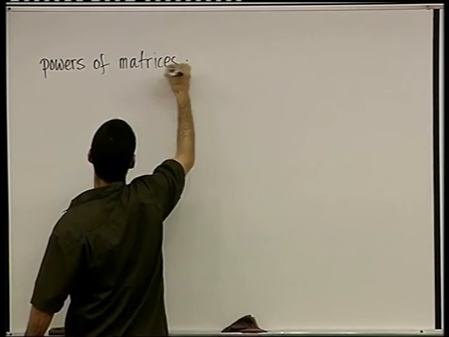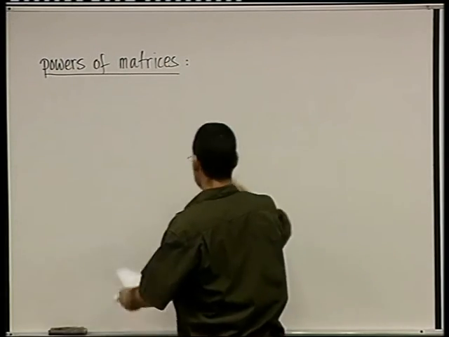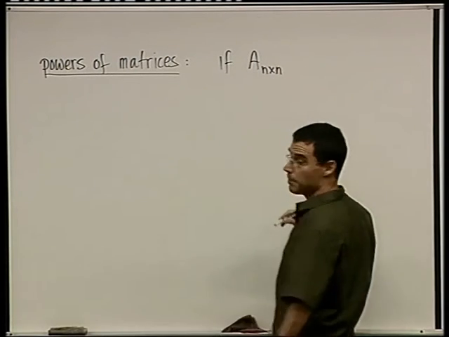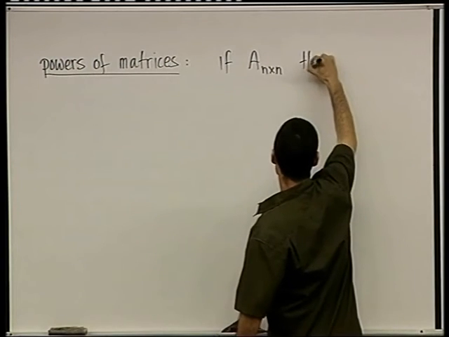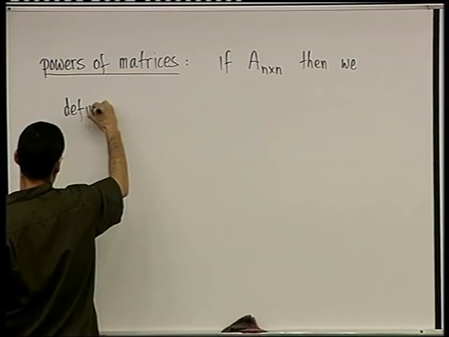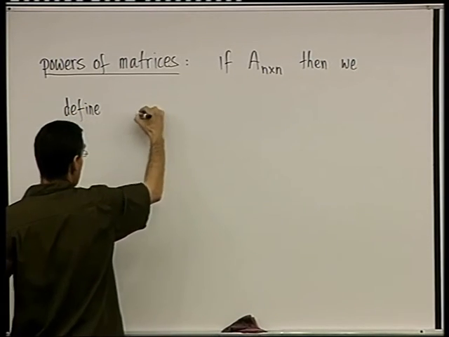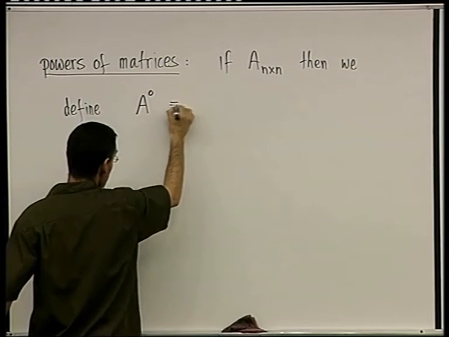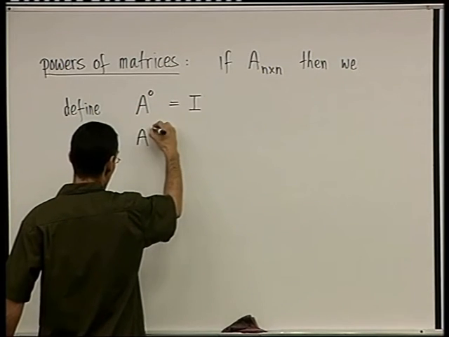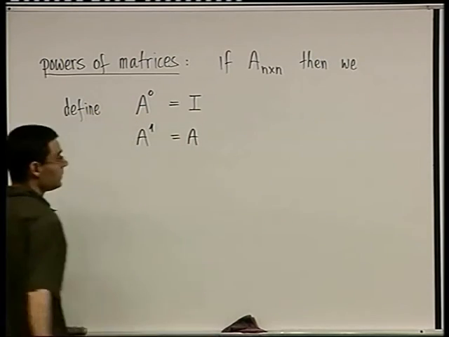So what do I mean by that? If A is a square matrix, n by n, then we define the following. A to the power 0, by definition, is the identity matrix. This should remind you of a number to the power 0 is 1, right? A to the power 1 is just A itself.